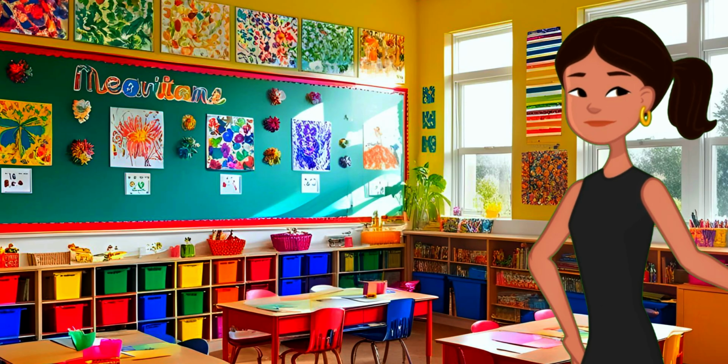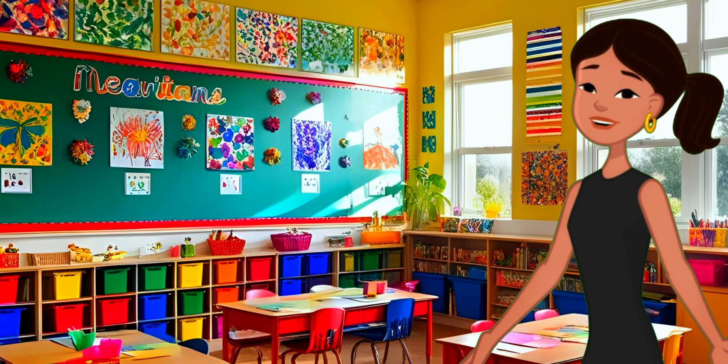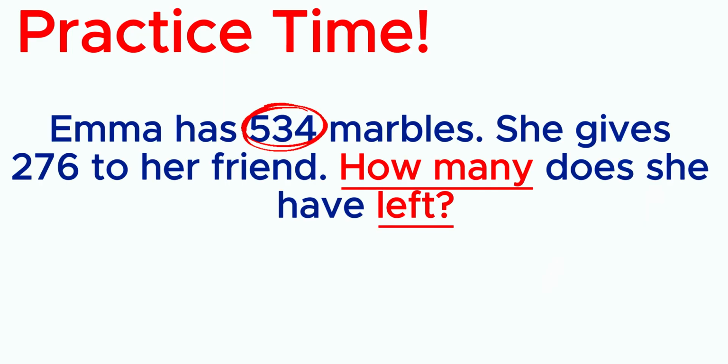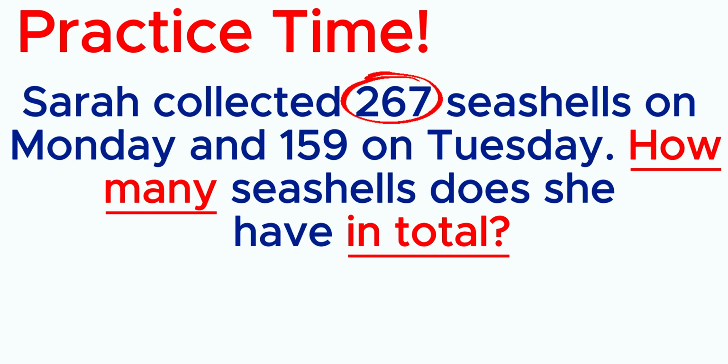Now it's your turn. Try these problems on your own and let us look at the answers together. Emma has 534 marbles. She gives 276 to her friend. How many marbles does she have left? Problem 2. Sarah collected 267 seashells on Monday and 159 more on Tuesday. How many seashells does she have in total?